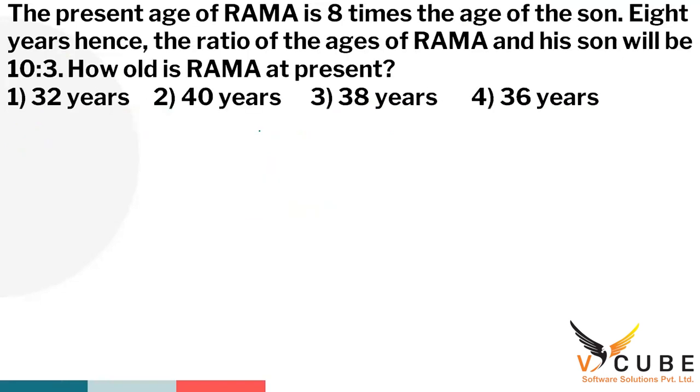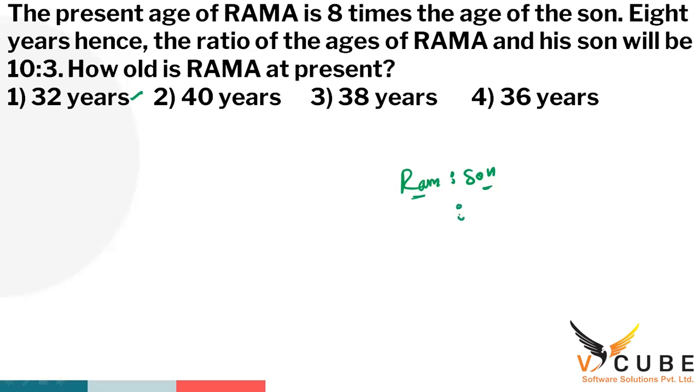Last problem. The present age of Rama is 8 times the age of his son. 8 years hence, the ratio of the ages of Rama and his son will be 10:3. How old is Rama at present? Simple problem. Rama and his son. So the present age of Rama is, what is the answer? 32 years. Yes, very good. 32 years is the right answer.